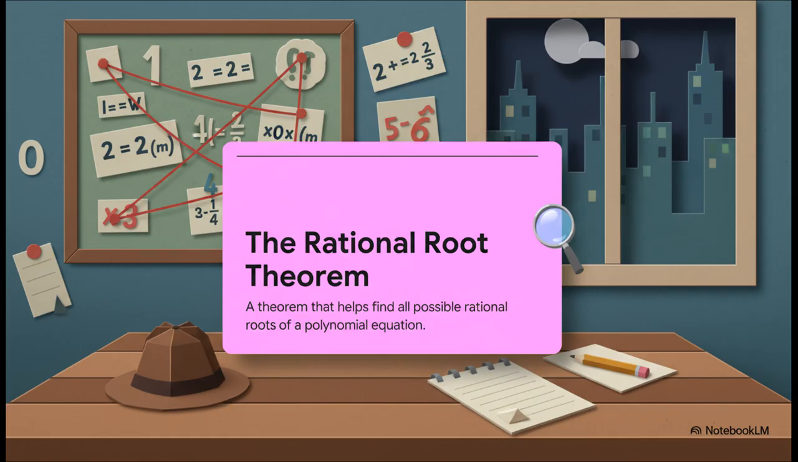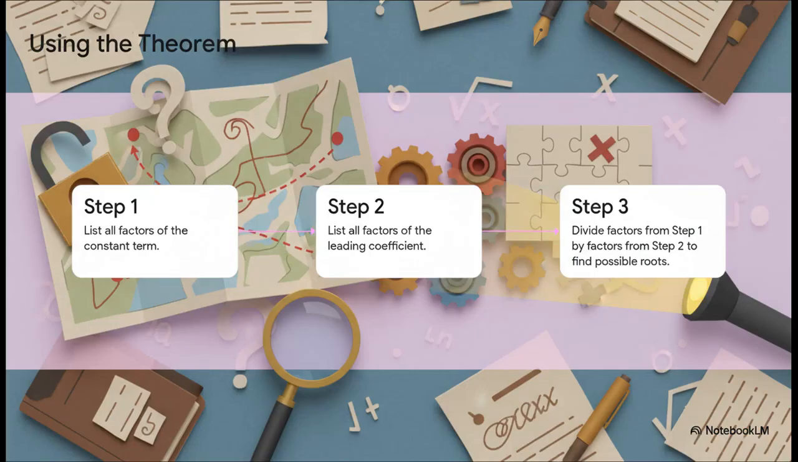Now, the cool thing about this theorem is that it doesn't just hand you the answer. It does something much smarter. It gives you a complete, and more importantly, finite list of all the possible rational roots. It takes what seems like an infinite number of possibilities and narrows it down to just a handful of suspects to investigate. Let's use it on our case, that 2x cubed minus 5x squared minus 9x plus 18 equals 0 equation.